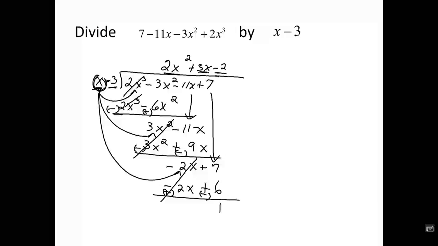So the quotient is 2x squared plus 3x minus 2 with a remainder of 1. And if you like, you can express the result in the form quotient plus remainder divided by divisor. So we can express our answer as 2x squared plus 3x minus 2 plus 1 over x minus 3.